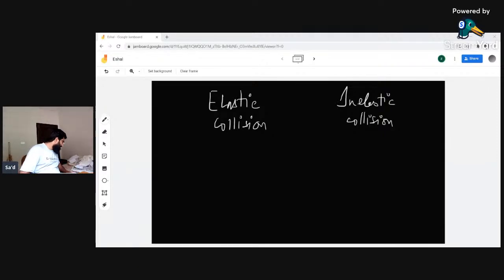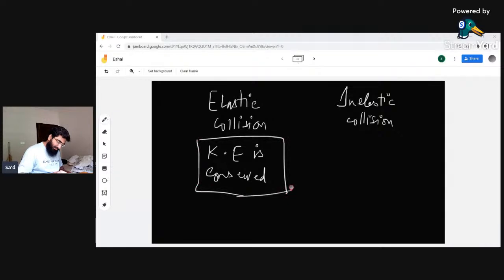Elastic collisions are the ones in which the velocity is conserved. So, for example, if two bodies collide, and the velocities with which they collided are equal to the velocities with which they separated from each other after collision, they are the same. Then the collision is said to be elastic. And if KE is conserved, then such collisions are called elastic collisions.